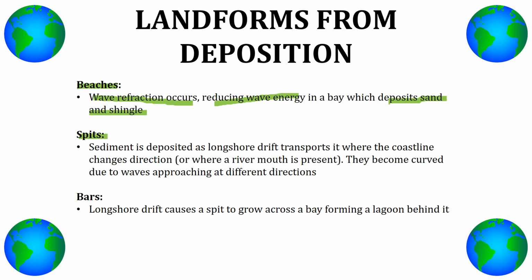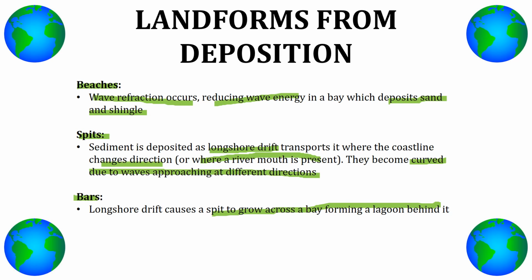Next we've got spits, which is when sediment is deposited due to longshore drift as it transports it where the coastline changes direction or where a river mouth is present. They become curved due to the waves approaching at different directions. And bars, longshore drift causes a spit to grow across a bay, which forms a lagoon behind it.